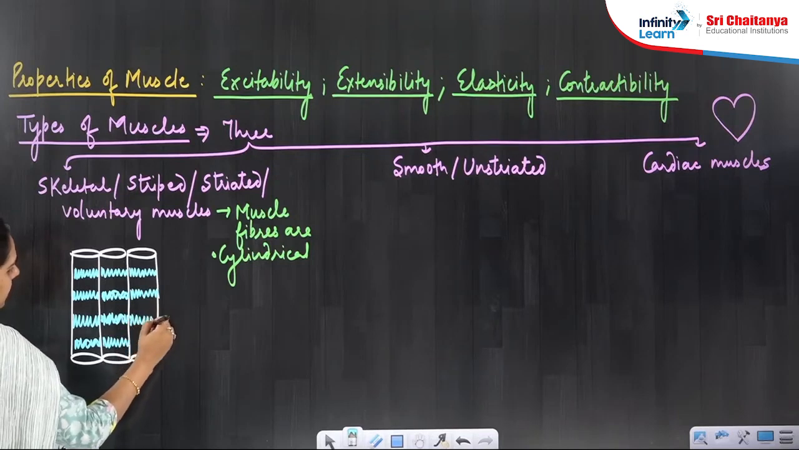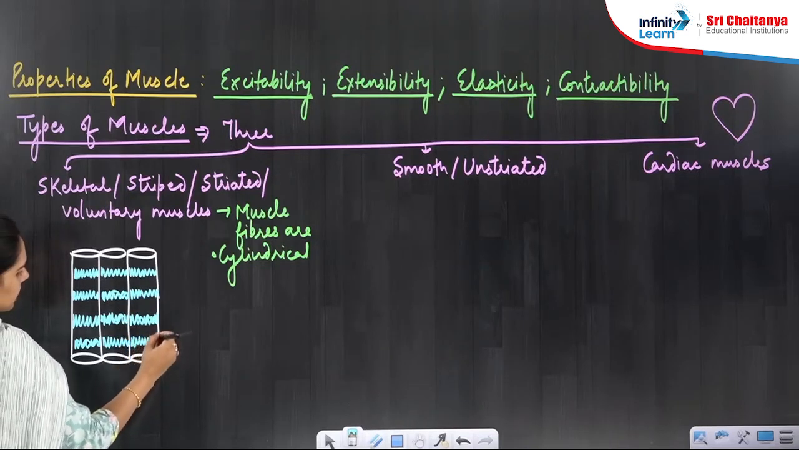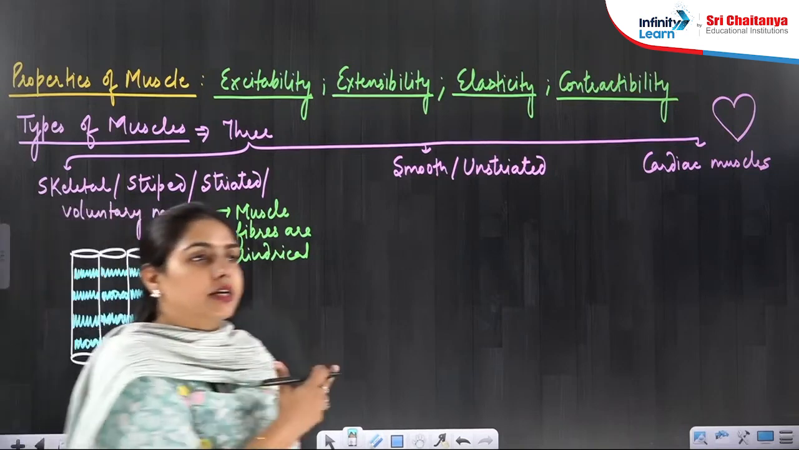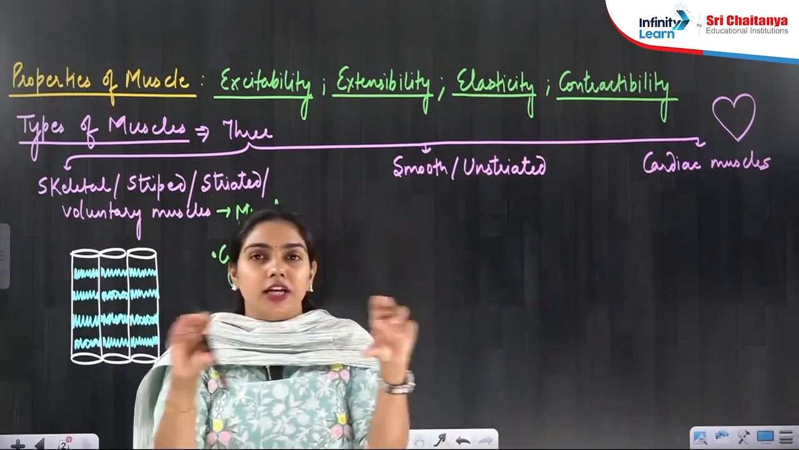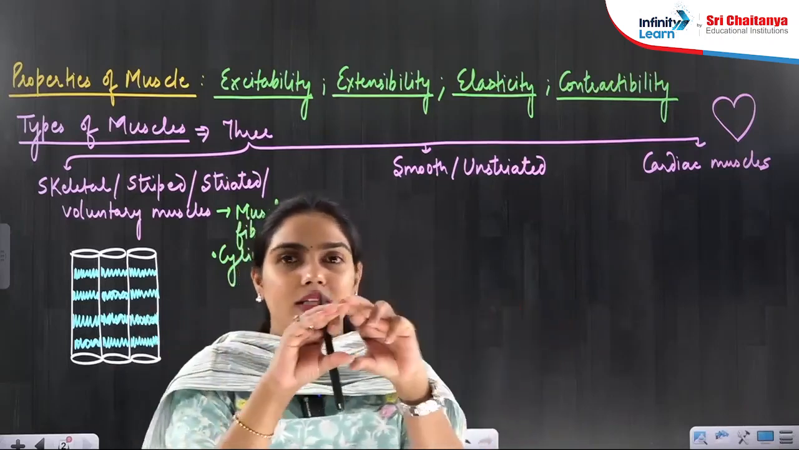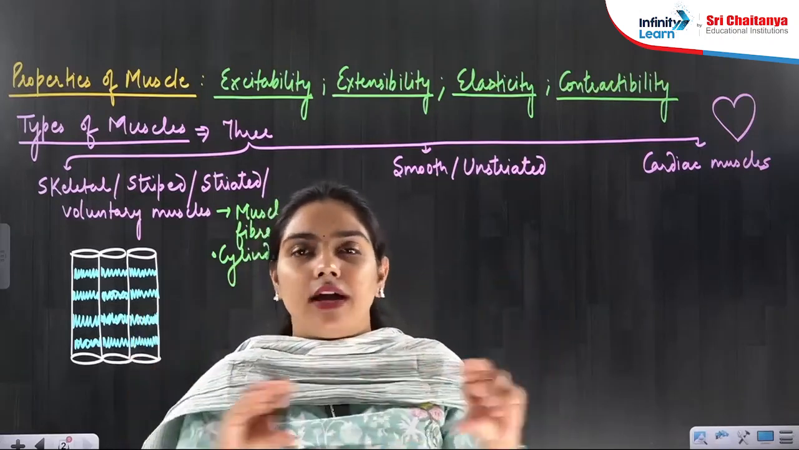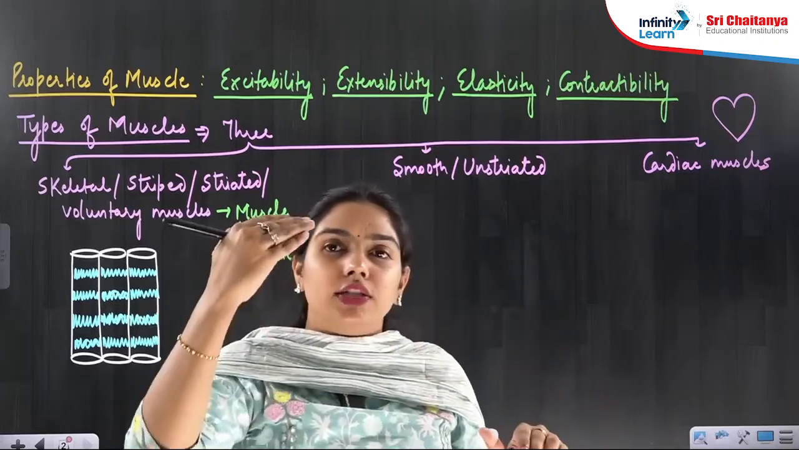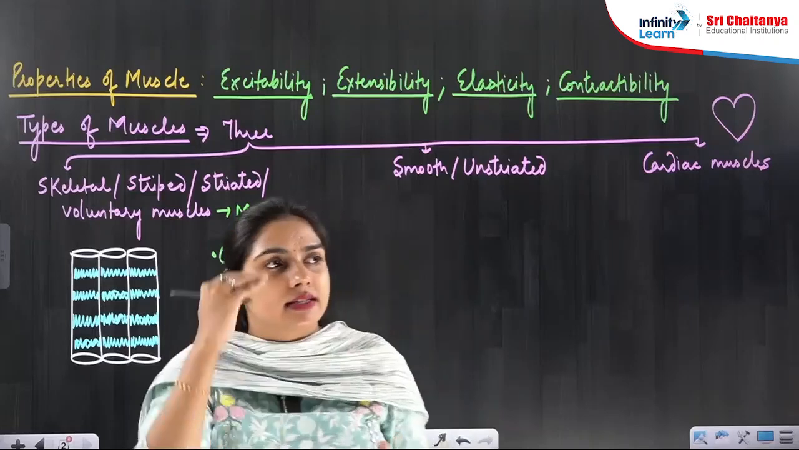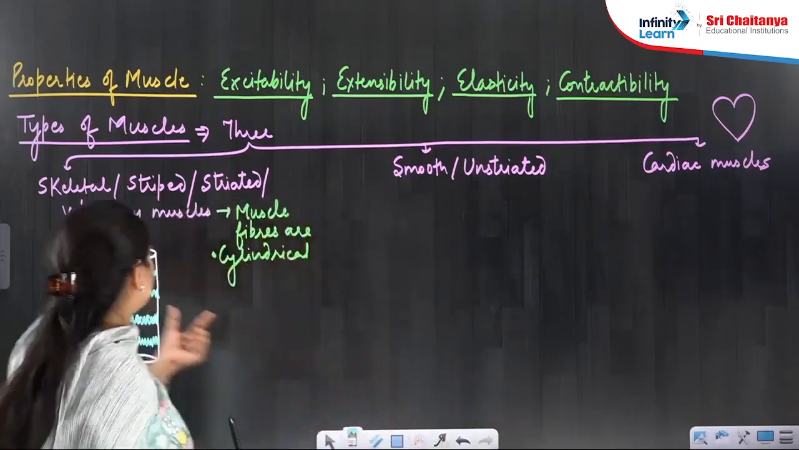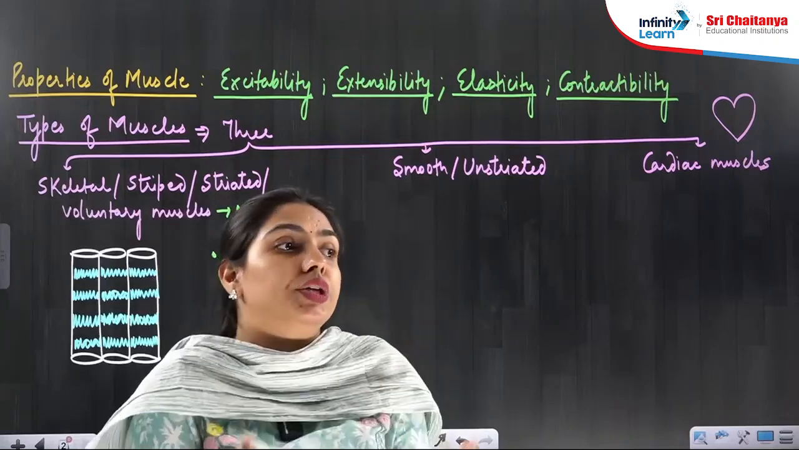Prominent means they are very much visible. Let us suppose you have bought a new t-shirt, and on this new t-shirt you have stripes, black and white. So black is the dark, you can say, and white is the light one. So dark and light, these are the bands. These dark and light bands are very prominent when you have bought a new t-shirt.